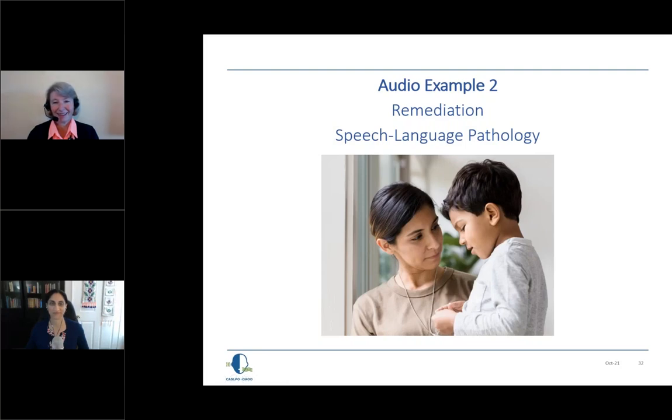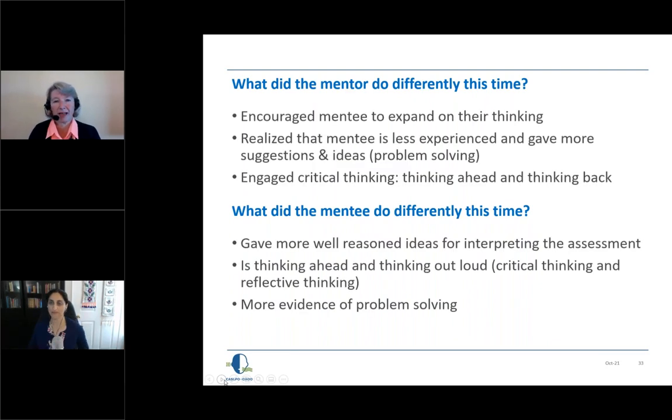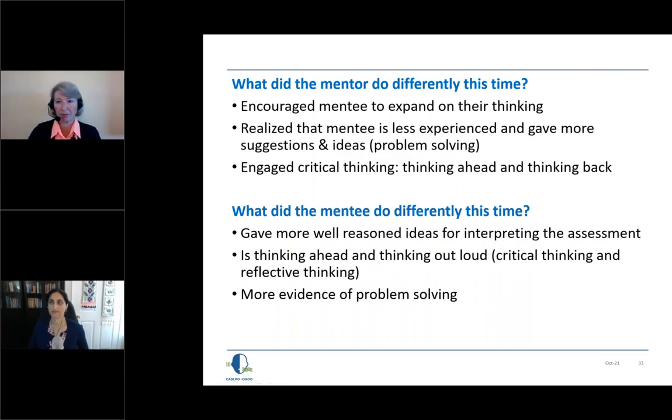Okay. Excellent. So let's look a little bit at what the mentor did differently this time. It wasn't just asking the first questions. They did probe more. They encouraged the mentee to expand on their thinking. They were asking questions, or even giving comments, like, how about speech samples from different situations? A variety of speaking situations. Is there anyone else who interacts with this child? Who else could you involve in intervention, considering he's in senior kindergarten?